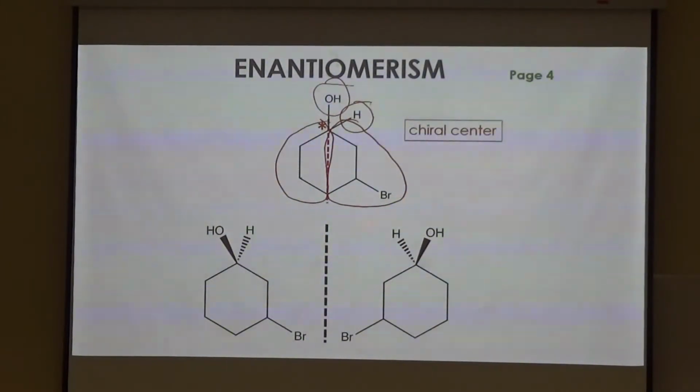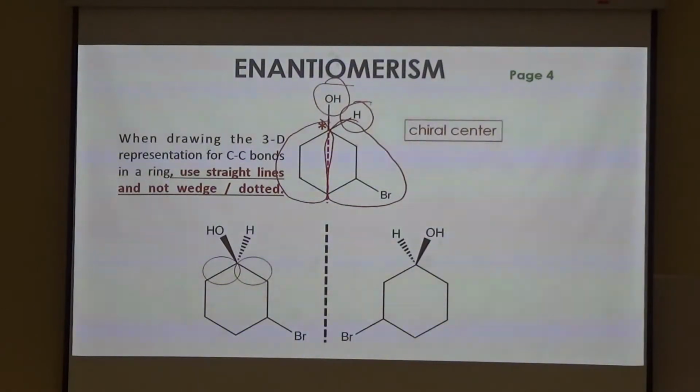So you can just draw the two different ones. They are different. If you look at it, in one, the OH is pointing out of the paper and the H is pointing into the paper. Same thing for the mirror image: the H is pointing into the paper and the OH is pointing out of the paper. Okay?